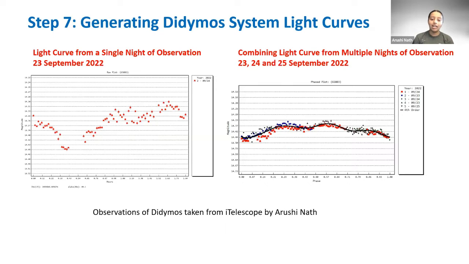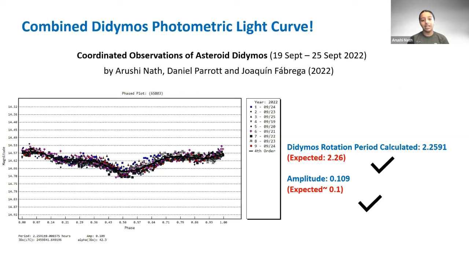So as I mentioned slightly before, I had to generate light curves of the system, but one light curve is normally not enough, especially if it's a shorter duration. For example, my first observation was less than 2 hours, which was not enough to get a solid idea of what the normal period of the Didymos asteroid is, which is why I combined data from several nights of observations to get a more accurate light curve. But even that isn't sometimes enough, which is why I've been collaborating with other astronomers, Daniel and Joaquin, to get more observations of the system.